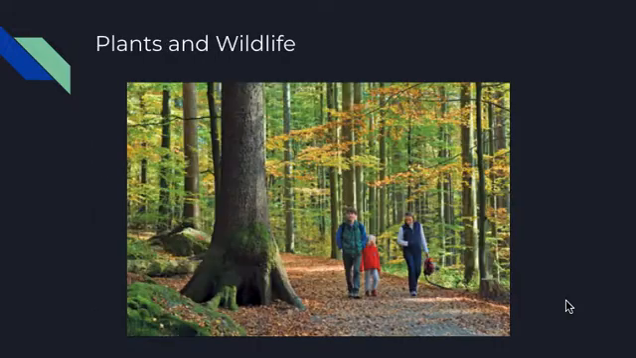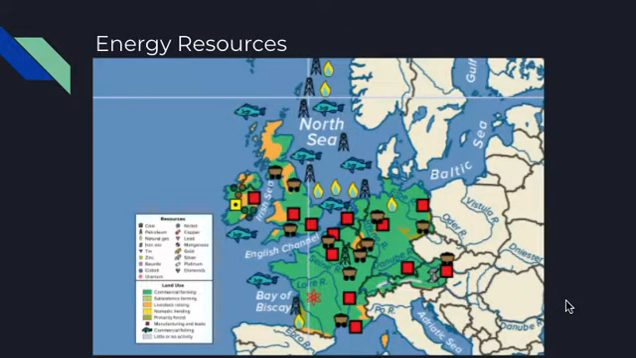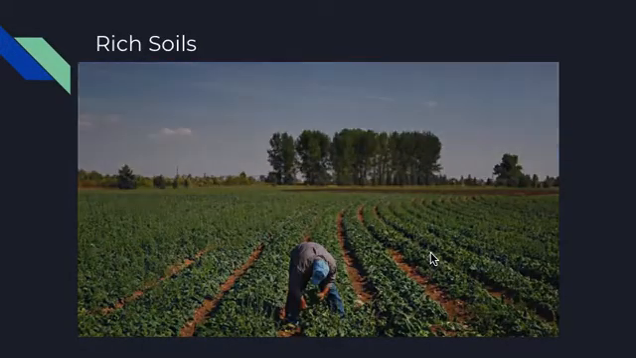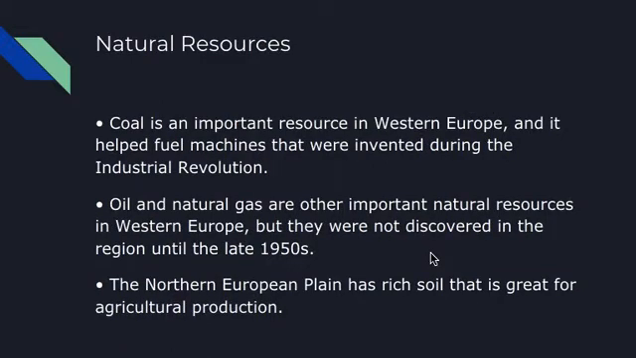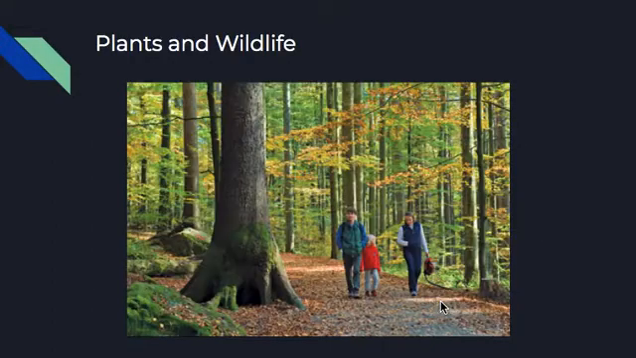So back to that picture of the different types of natural resources. You can see that there's a wide variety of energy resources and other resources based on the topography and the location and proximity to the ocean in those areas. Coal is an important resource in Western Europe, and it helped fuel machines that were invented during the Industrial Revolution. Oil and natural gas are important in this area, but they weren't discovered until the 1950s. And Northern Europe has rich soil that makes it big for farming and agricultural production.